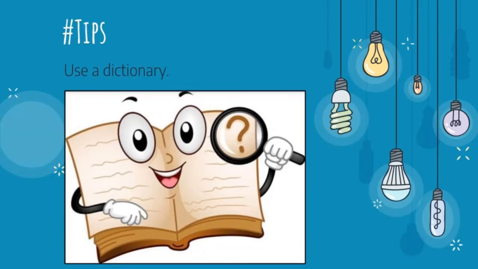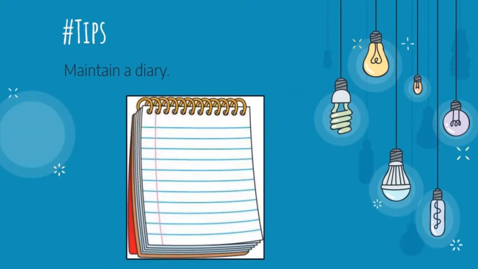Students, again I am repeating, tip number four is use a dictionary. Whenever you start to read a story or anything, keep a pocket sized dictionary with yourself. Otherwise, you can use Google to find out all the meanings of difficult words. Students, tip number five is maintain a diary. Students, I suggest you to maintain a diary.